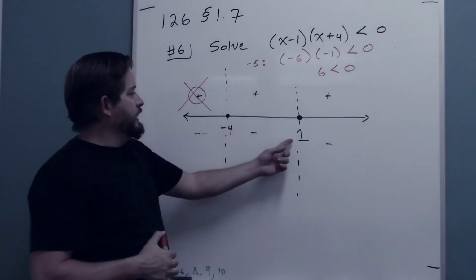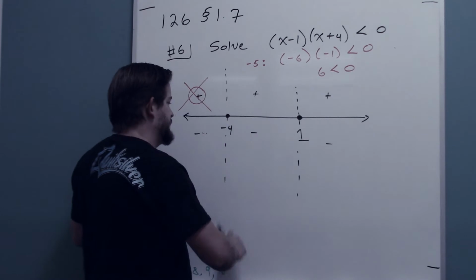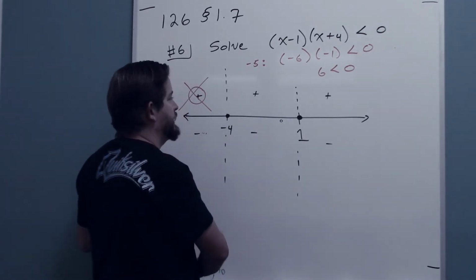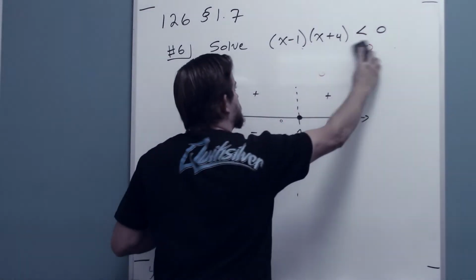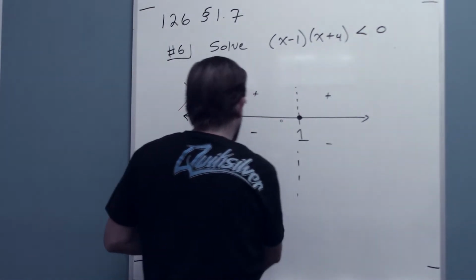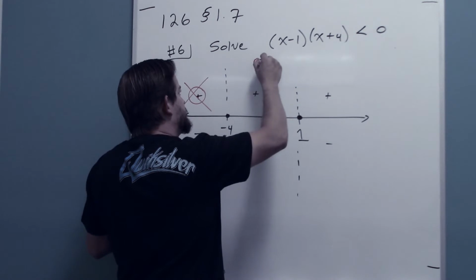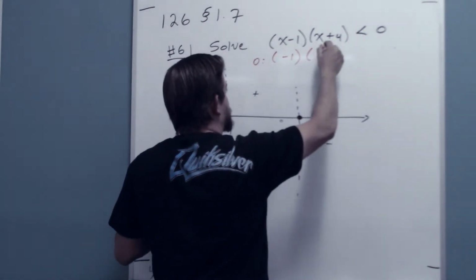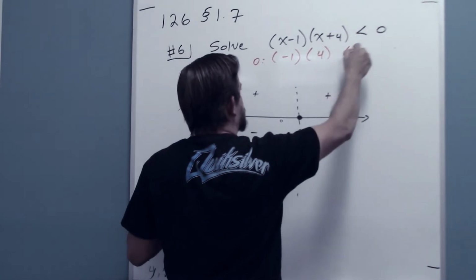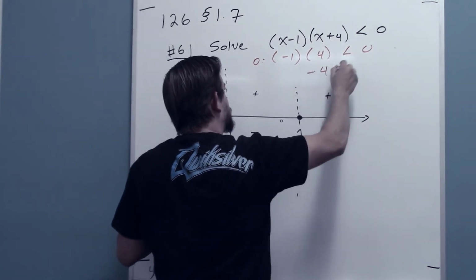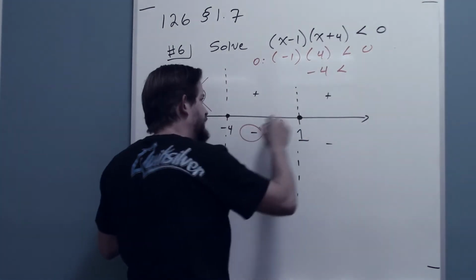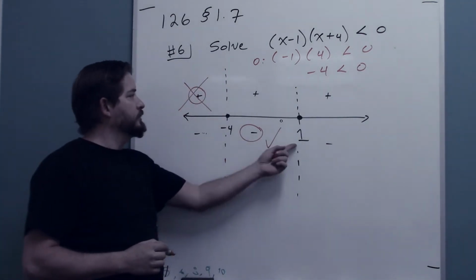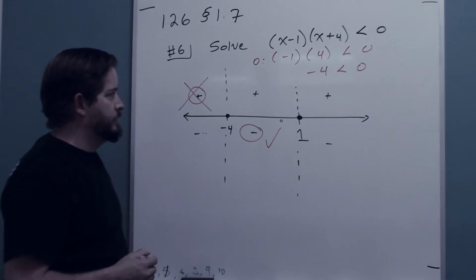Some number between negative 4 and 1, like say 0, is here, right? So I can plug in 0 and see if that solves. So if I plug in 0, that gives me 0 minus 1 is just minus 1. 0 plus 4 is 4, and negative 1 times 4 is negative 4, which is indeed negative, and therefore is less than 0, so it solves it in this region between negative 4 and 1.